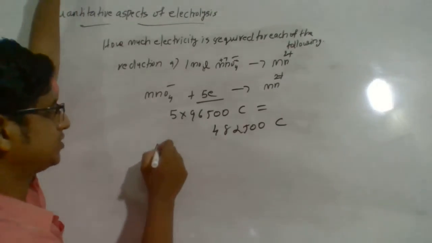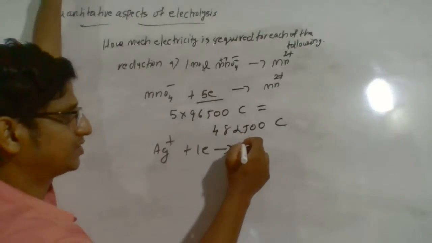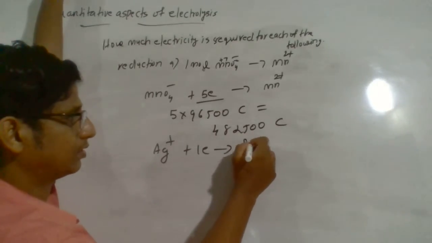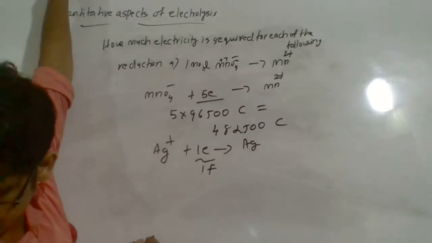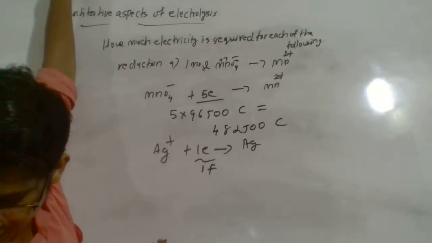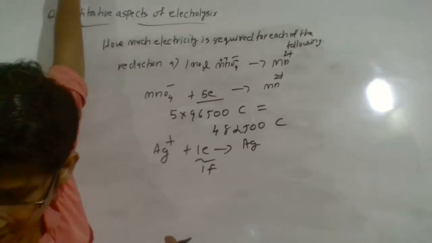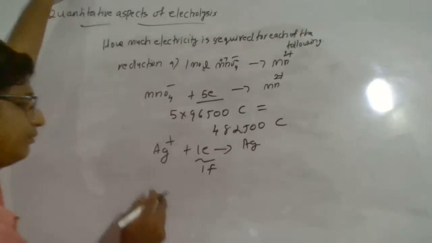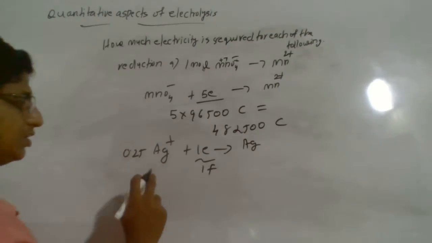Similarly, for the deposition of 1 mole of silver, 1 Faraday electricity is required. Okay, you can calculate it. 1 Faraday is equal to 96500 coulomb. Now this time the question is actually 0.25 mole. Okay, 0.25 mole. Just the difference is there.